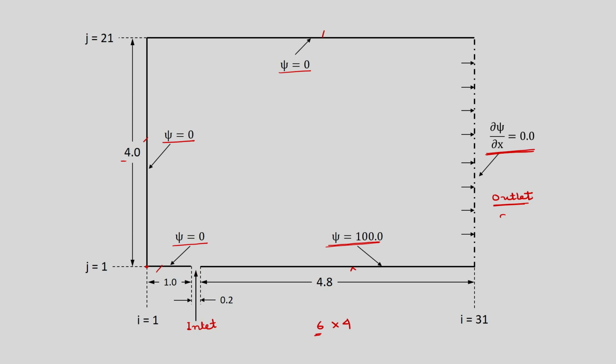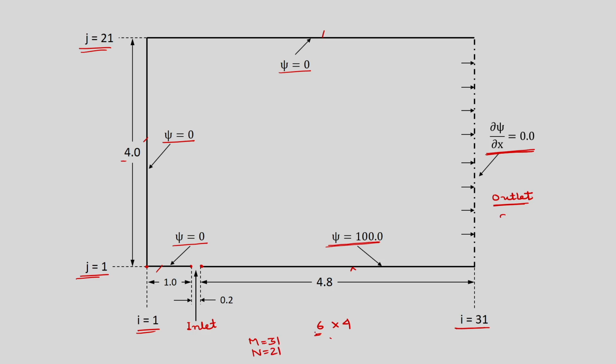And here at the inlet, okay, you can specify the psi as linearly varying from 0 to 100, okay, because at this point you have psi 100, at this point you have psi 0, so linearly you can vary 0 to 100. In this case, we are considering total number of grid points from 1 to 31 in x direction. So your m is 31, total number of grid points. And in y direction, we are varying j is equal to 1 to j is equal to 21. So j is equal to, sorry, n is equal to 21.